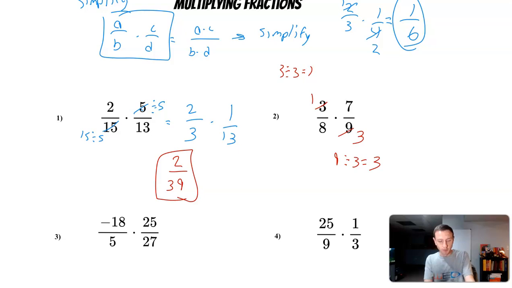And then I have a 7 over here. 7 does not go into 8, and 7 does not go into 3. There is no number that goes into both 7 and 3 or 7 and 8. So I would just now multiply across the top and multiply across the bottom. 1 times 7 is 7, and 8 times 3 is 24. So 7 over 24.